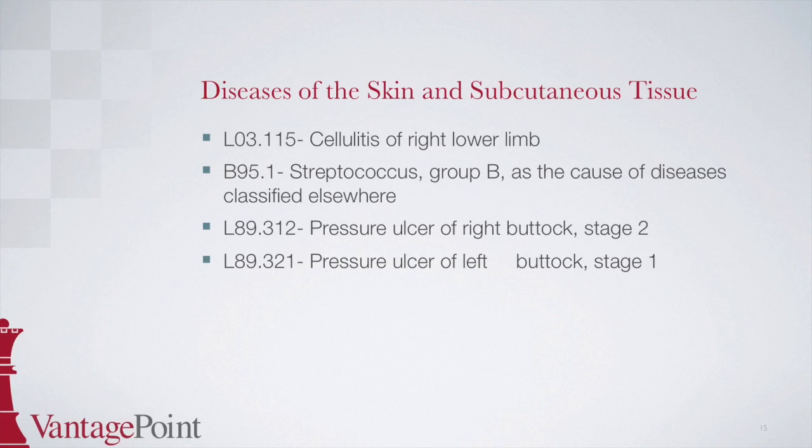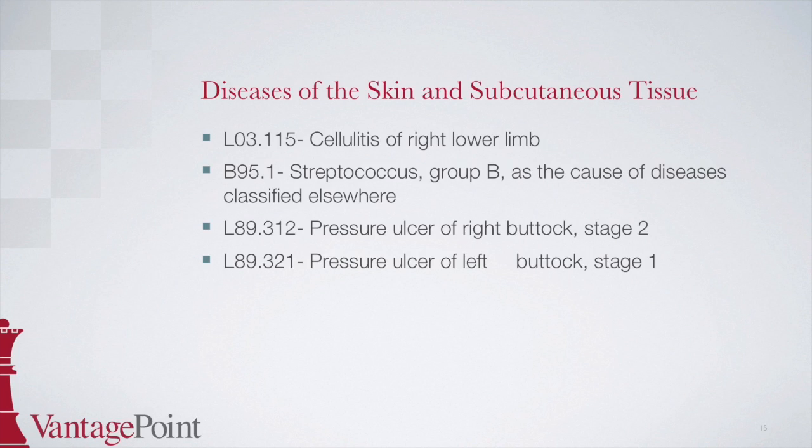When we go to the tabular, we see that subcategory L89.3 is for pressure ulcer of the buttock. We still have to find the left buttock as well as stage 1. The subcategory for left buttock is L89.32. Then we need a 6th character of 1 to indicate that the ulcer is stage 1. This gives us a final code of L89.321.